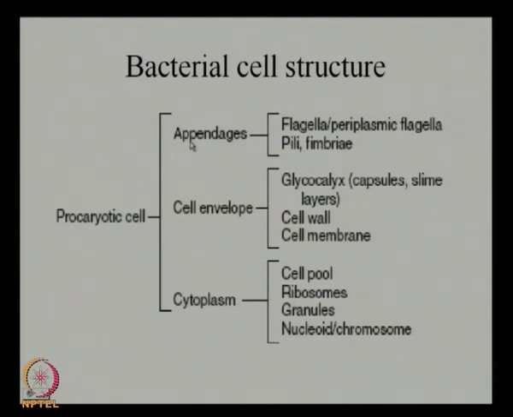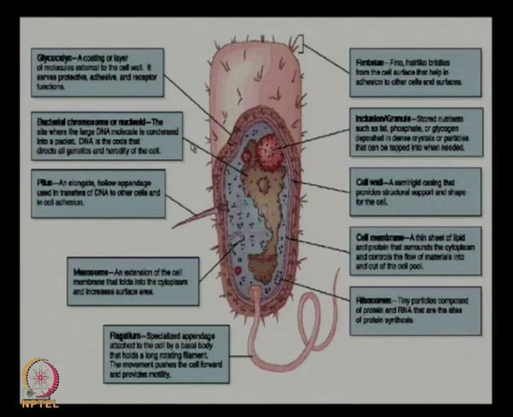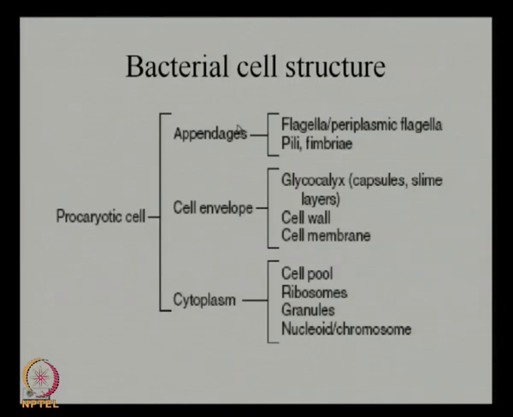Appendages means the outer protecting layer which is present external to the cell wall of this bacteria. Now, what are those? These are the flagella, the pili, and the fimbriae.